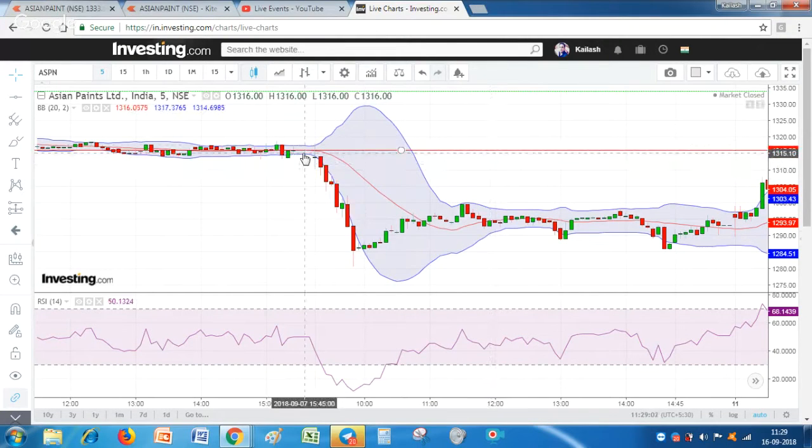Friends, you can see that the stock has gone below the 20 period simple moving average of the indicator, or we can say the stock is trading below the median line of the Bollinger Band. Once the stock goes below the median line of the indicator, that is a condition where we can sell. This is a sell setup, friends. Once the stock goes below the median line of the Bollinger Band, we can take a sell call.